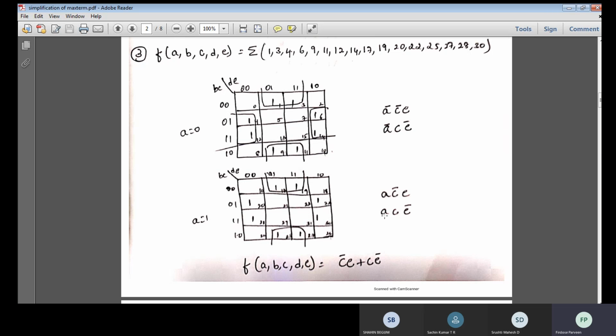A plus A bar is equal to 1. So what I'll be getting is C bar, E plus C, E bar.